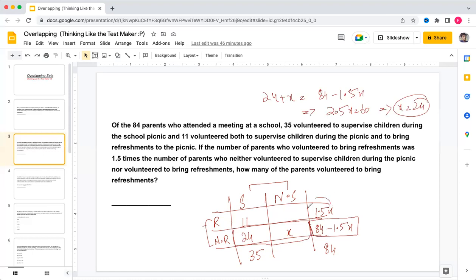And the question asks about this thing. How many parents volunteer to bring the refreshment? So that will be 1.5 of 24, which is equal to 36. So you can solve this using a double matrix, or you can solve this using a Venn diagram. But in such questions, I prefer to solve using the double matrix. That is a bit easier. In a Venn diagram, you might make a mistake.